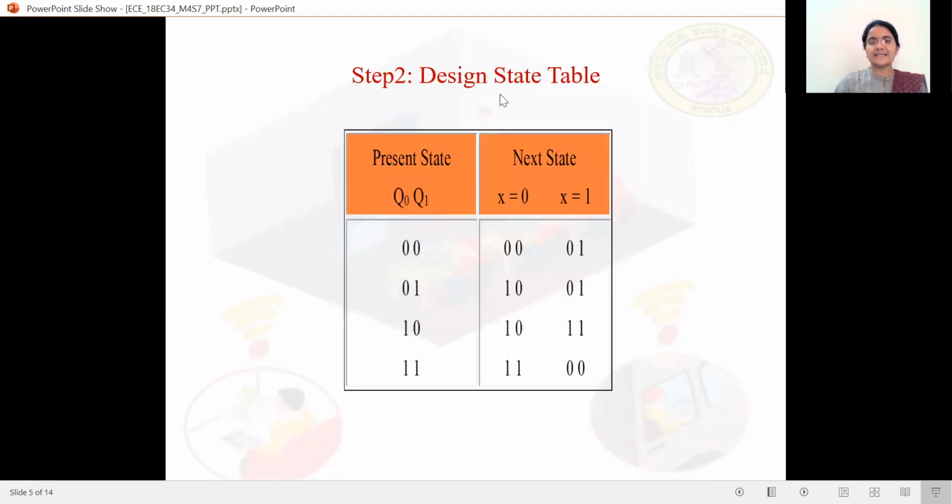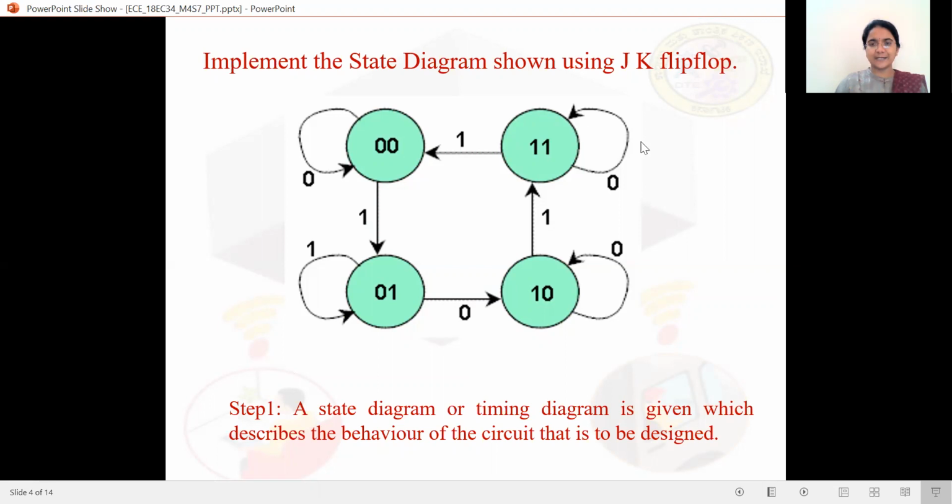Next step is to design the state table. State table consists of the present state and next state and the input and output. Since we do not have an output in this state diagram, we will have the present state and next states with the inputs.